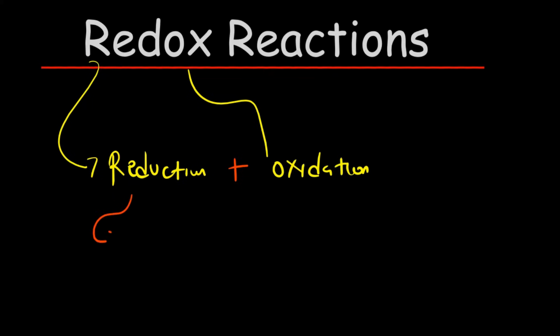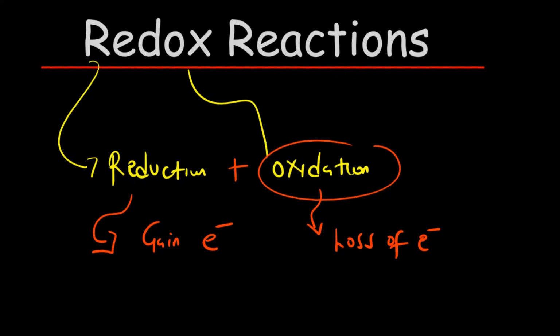Now a reduction reaction in this case is just the gain of electrons. Then an oxidation, here we're talking about the loss of electrons. Basically, electrons are always transferred from one element to another, and oxidation and reduction are always happening simultaneously. One species is going to lose electrons. The one that loses the electrons is the one that we call oxidized. Then the other one that gains will be the one that is reduced.